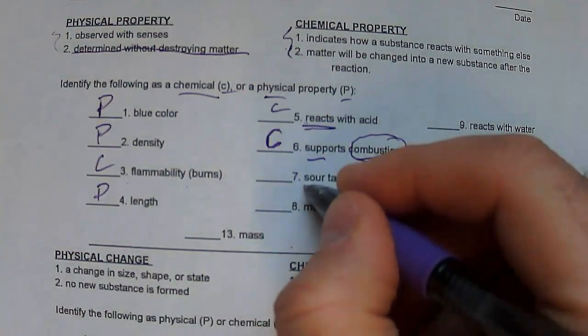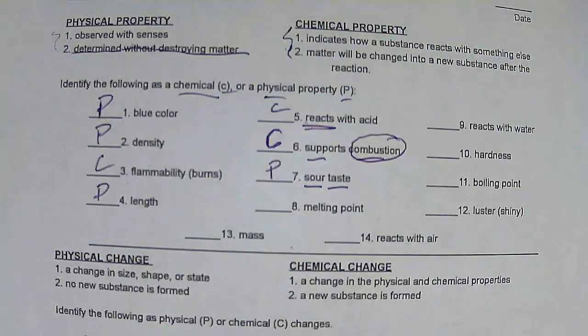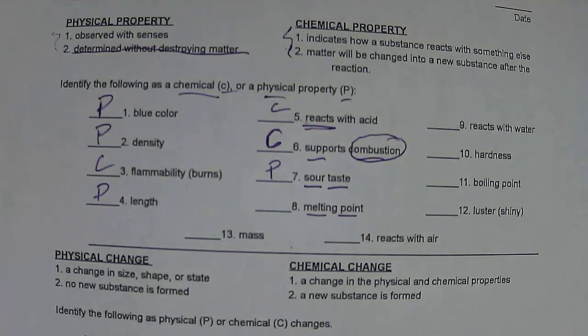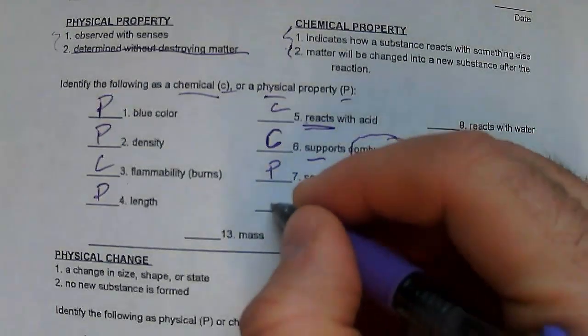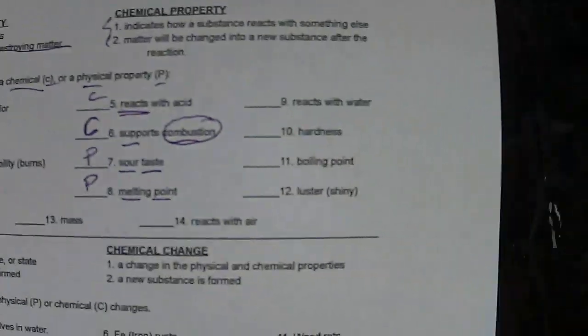Okay, if something tastes sour, to taste something you don't have to change what it is. So this is a physical property. And melting here, melting is, you're not changing the stuff. When ice melts into water, it's still just water in a different form. So melting point is also a physical. Okay, move this over a little bit.